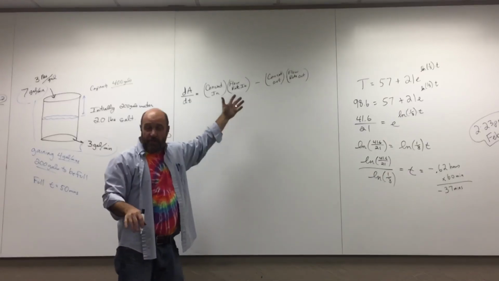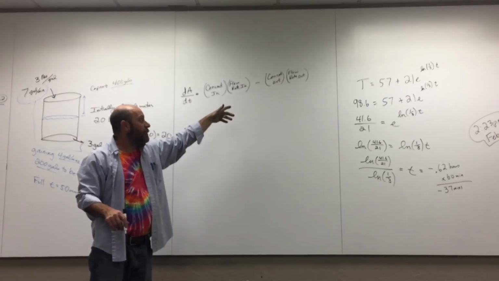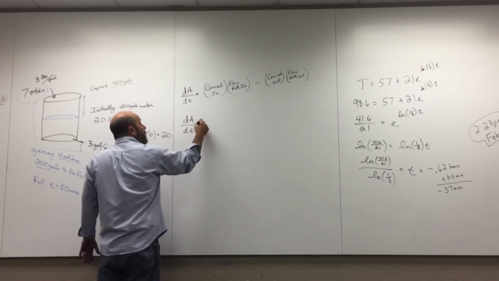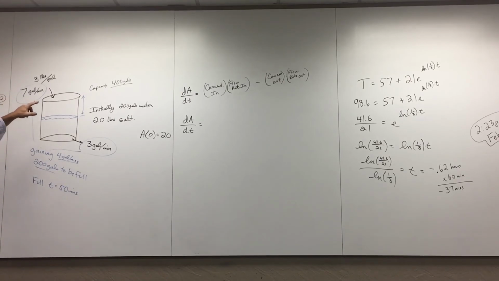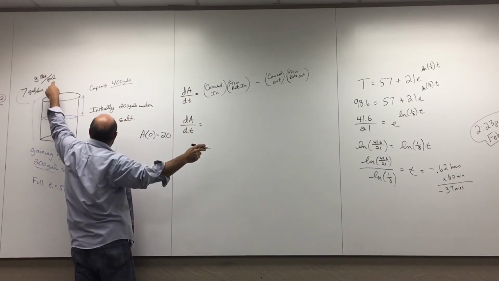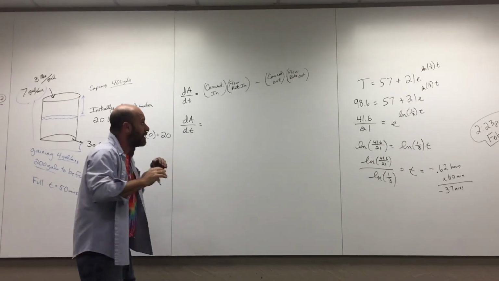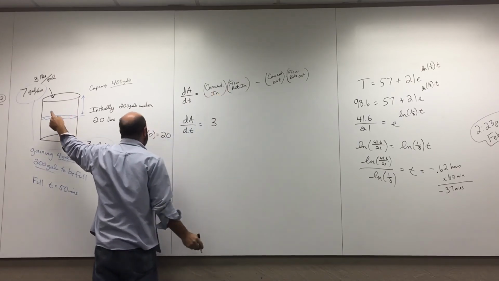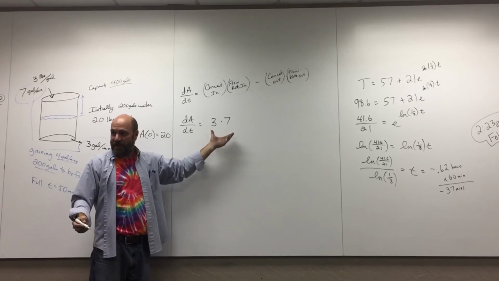My notes on the other page kind of say that. I think we said that last week. But let's fill this stuff in. Here we go. dA/dt is, now, the concentration coming in. What's that? That concentration is just the 3 pounds per gallon. Concentration is pounds per gallon. Does that make sense? And then the flow rate coming in is the 7 gallons per minute. It will be a 21 here.